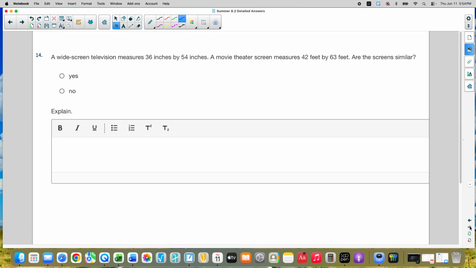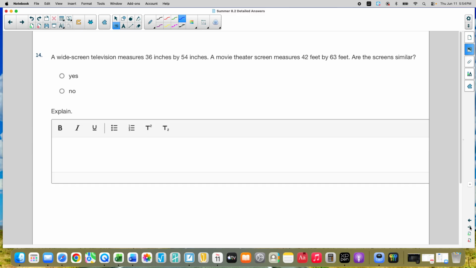14. A widescreen television measures 36 inches by 54 inches. A movie theater screen measures 42 feet by 63 feet. Are the screens similar? So do we want to convert to the same units? Let's check it out. My knee-jerk reaction says, hey, let's create a proportion, but not in inches, because we have inches and feet.